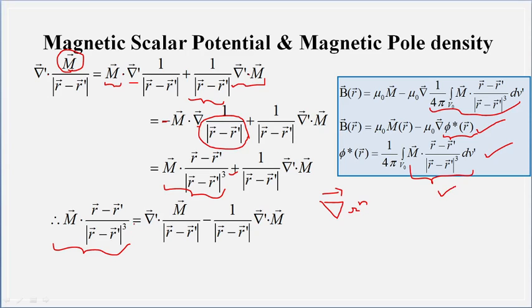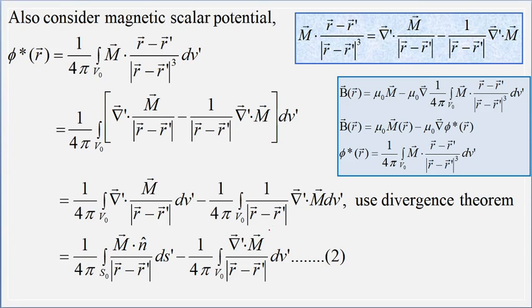So this quantity is equal to this quantity, del dash dot M by modulus of R minus R dash, minus, since plus goes to the other side, minus this quantity 1 by modulus of R minus R dash del dash dot vector M. So now we are going to use it. This we have proved on the previous page.